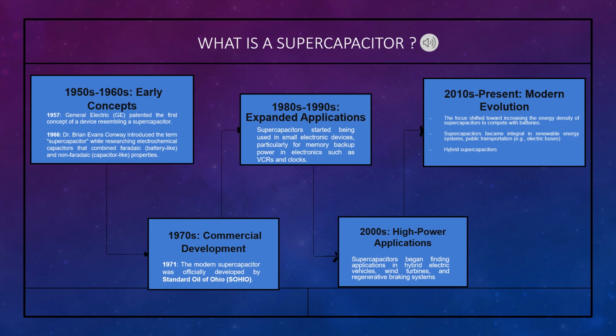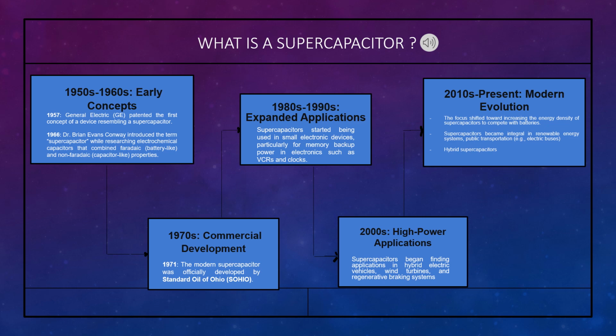From the 1915s until the 1960s, for the early concept, the first theoretical ideas for supercapacitors were explored, focusing on their electrochemical properties. Next, moving to the 1970s for commercial development, the modern supercapacitor was patented in 1971 by Standard Oil of Ohio.